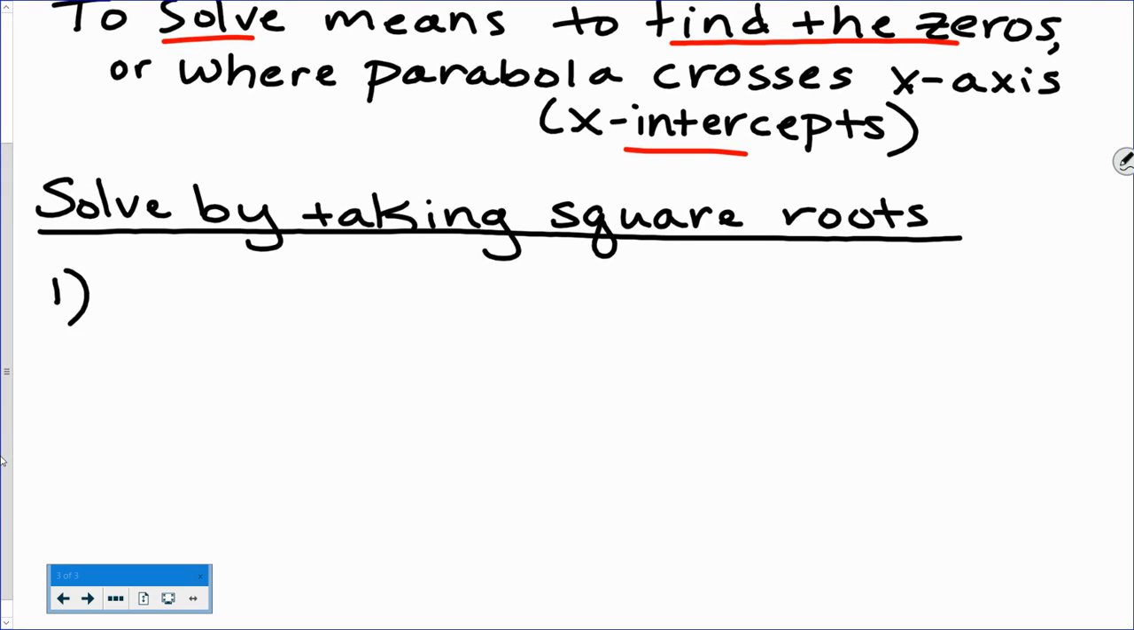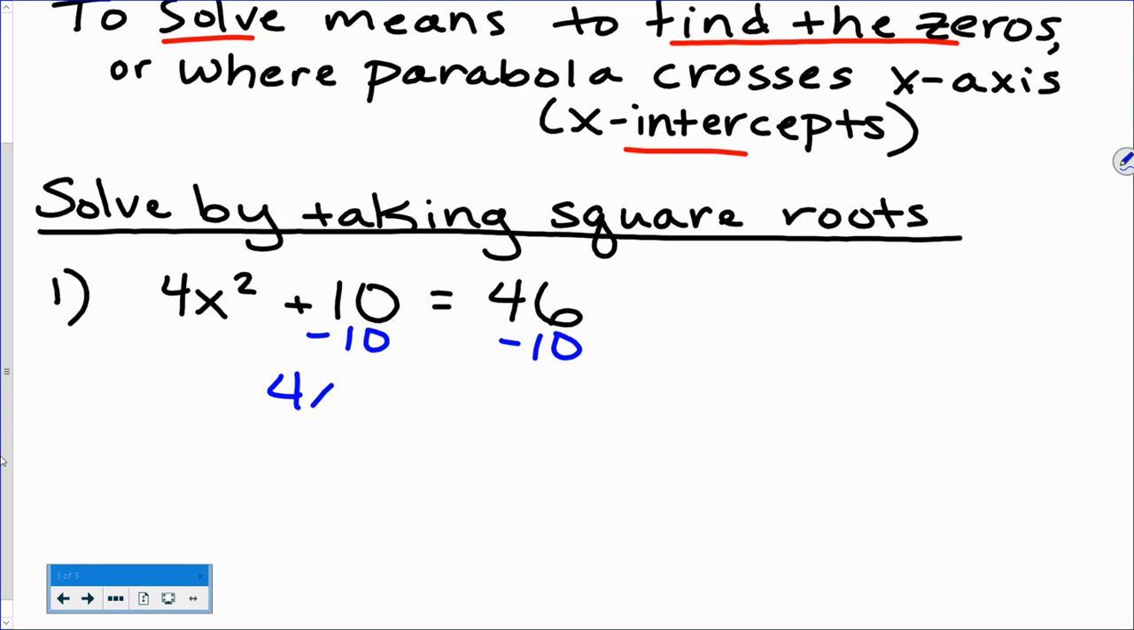All right, so my first example, I've got 4x squared plus 10 equals 46. We'd solve it probably like you'd think. I've got my variable x squared. I need to get my variable alone. So I'll go ahead and subtract 10. I'll divide everything by 4. All right, then I get down to x squared. It's not just x, right? So I need to undo the squared. So I will take the square roots of both sides.